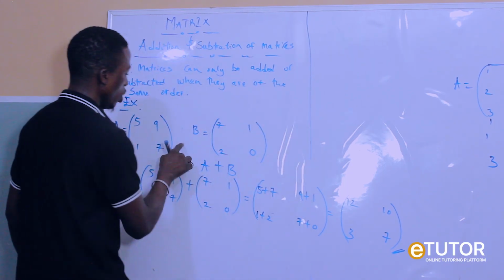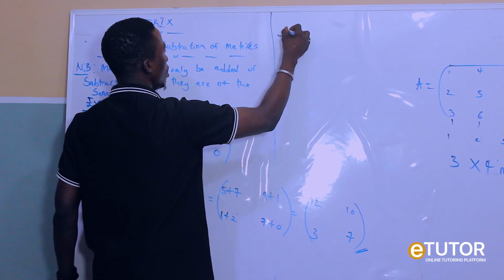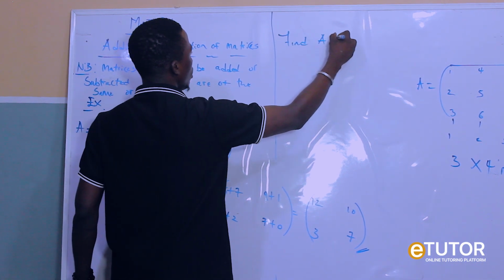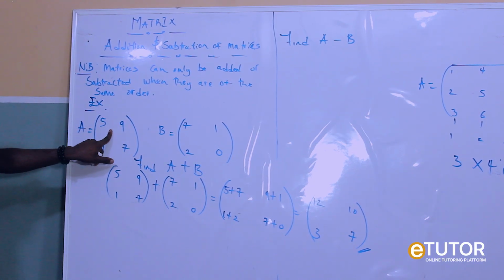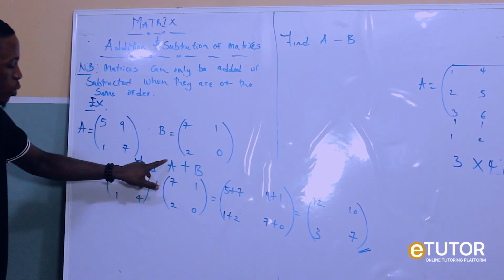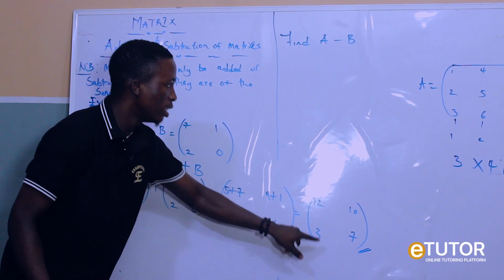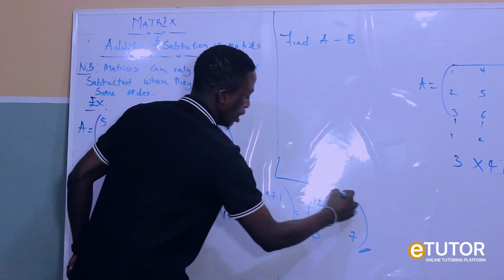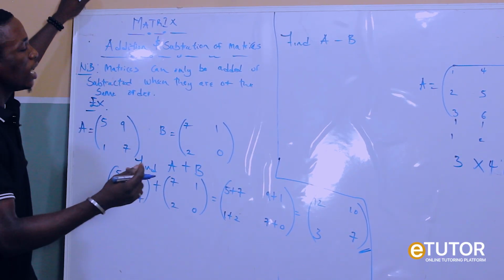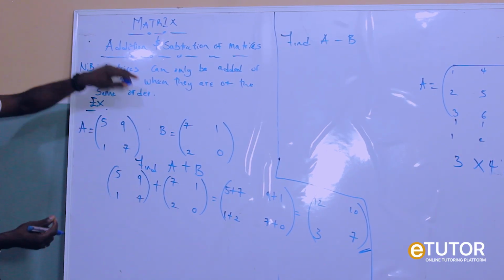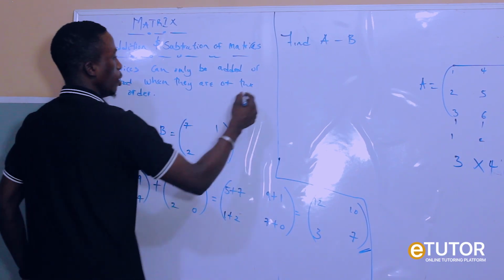Let's say we are told to find A minus B. This is the matrix A, this is the matrix B. Before, we were told to find A plus B, and we've just done that. Now it says we should find A minus B. The same rule applies: you can only add or subtract them when they are of the same order. So let us do that now.